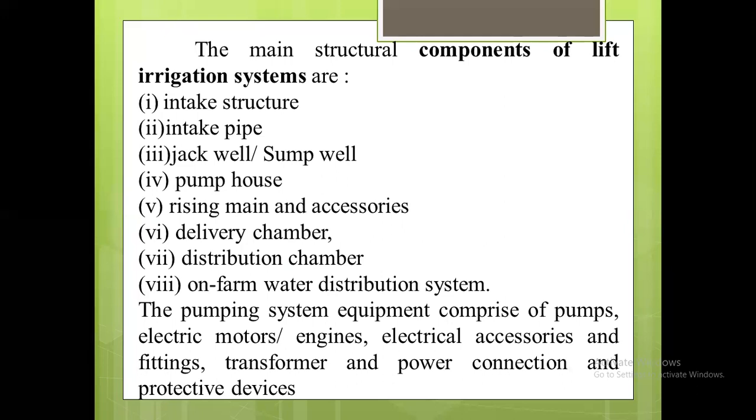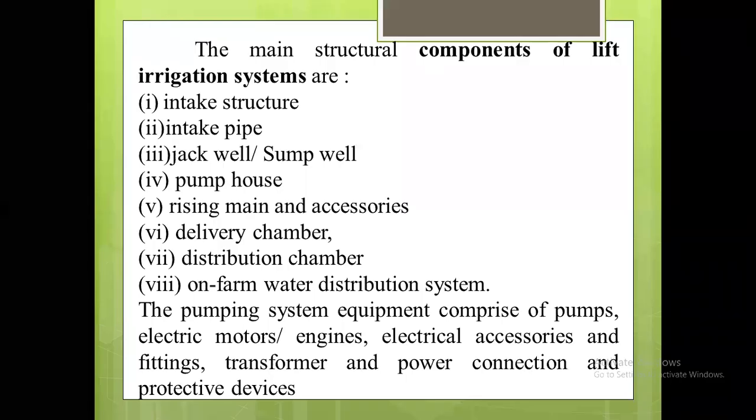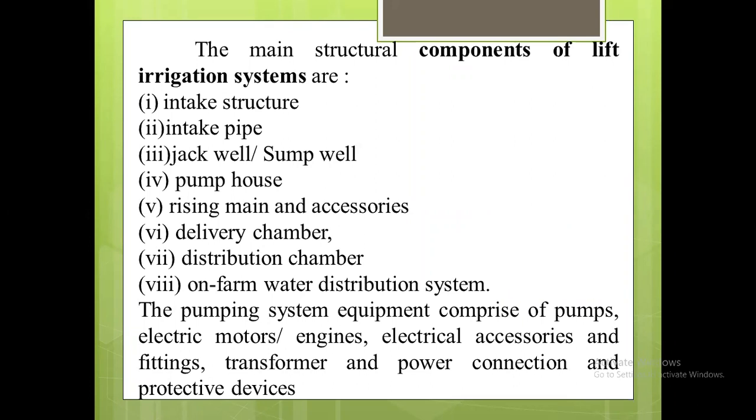Then the rising main. The rising main is the pipeline conveying the pump discharge or the water to the distribution chamber or delivery chamber under hydrostatic pressure.